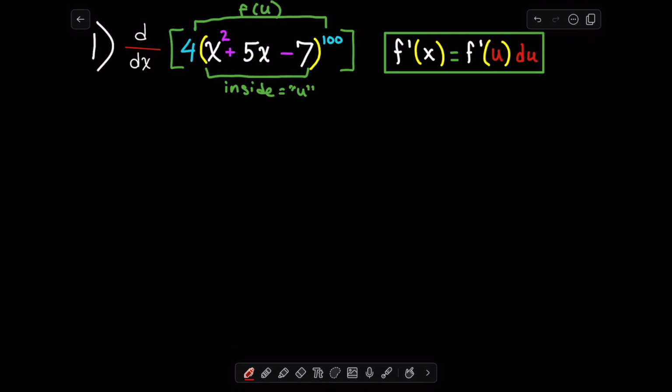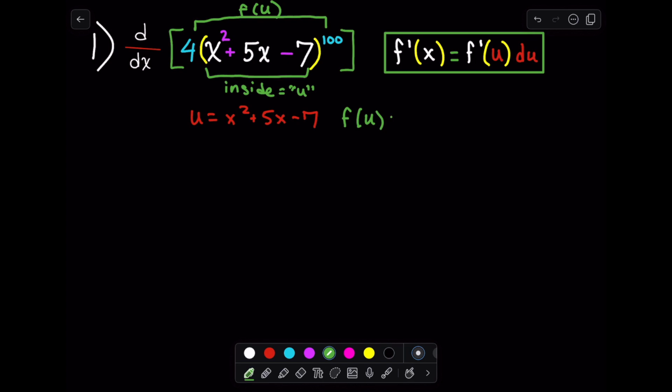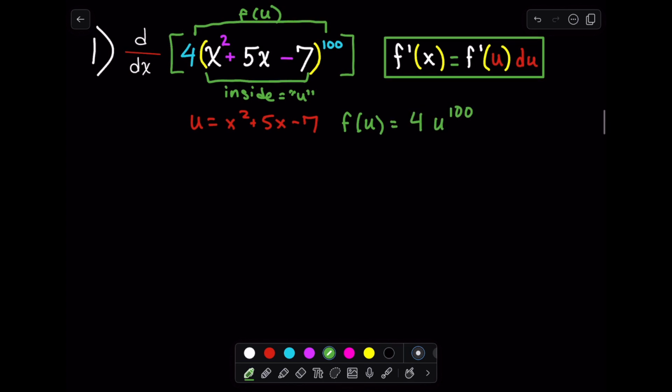So going into that further, we define u as the inside, or x squared plus 5x minus 7. And that leaves us with the given equation f of u is 4u to the power of 100. So again, we're just taking what's outside the parentheses and calling these terms u. Once we define these two terms, u and f of u, the rest is simple. That's the hard part.